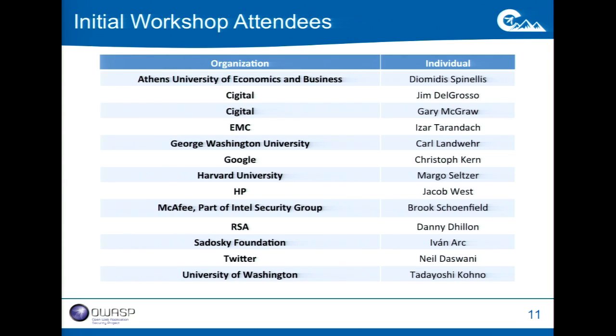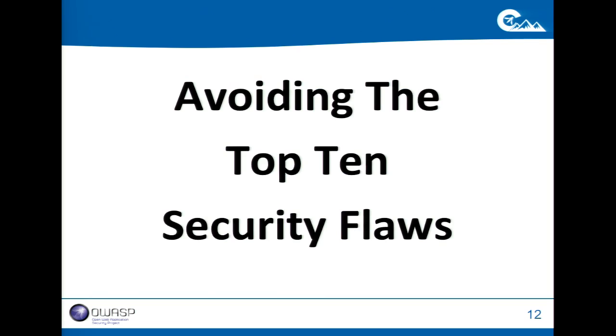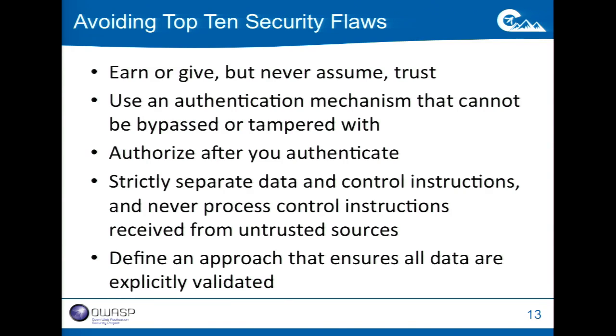We took what everybody had presented and laid it out on a table. Everybody talked in their own way about the flaws they found within their organization or university. We congealed it into 10 common problems, 10 common design flaws. That's where this data came from. It was real data from real companies and real organizations. So what are the top 10? Again, these are not in any kind of order.